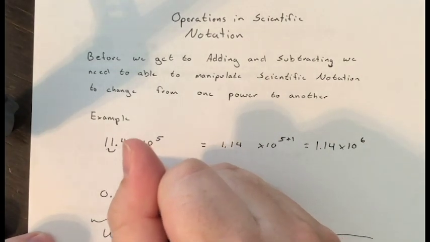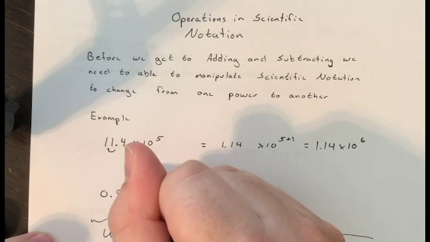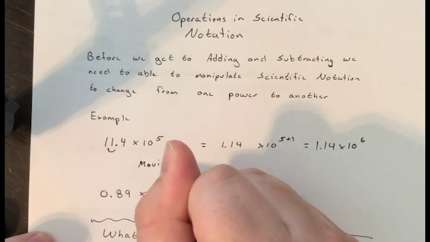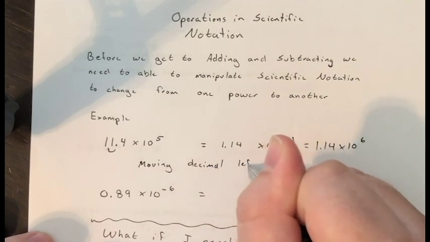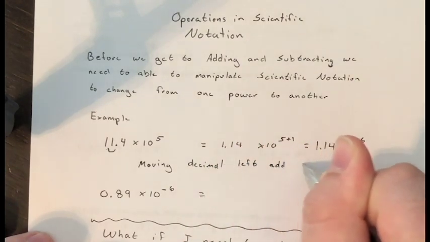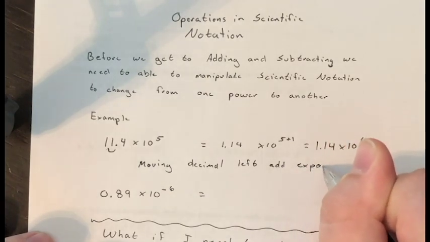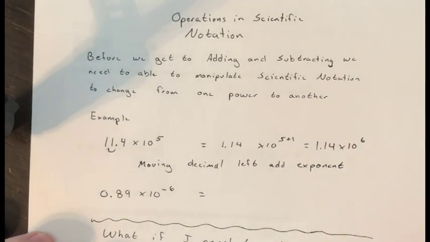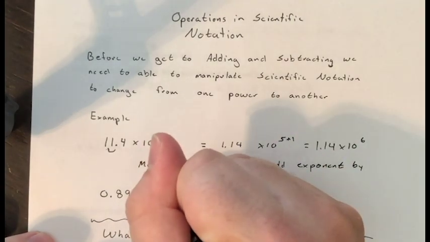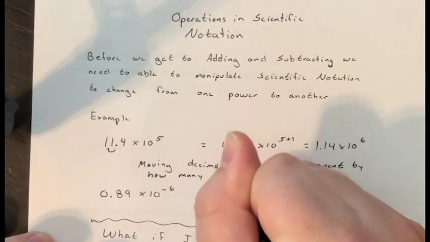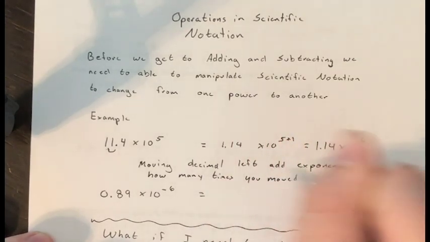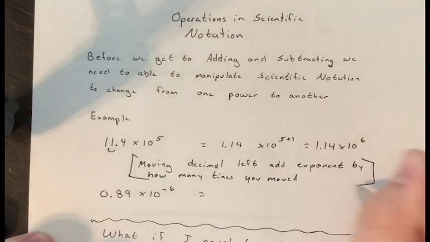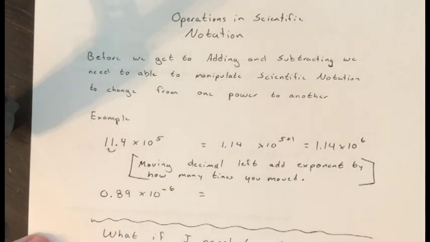So if we wanted to make a rule, we'll say moving decimal left, add to the exponent by how many times you jumped or moved. Okay, so just a little mini rule right here to keep in your head. And like I said, we covered this in the last video. So the same concept is happening here.